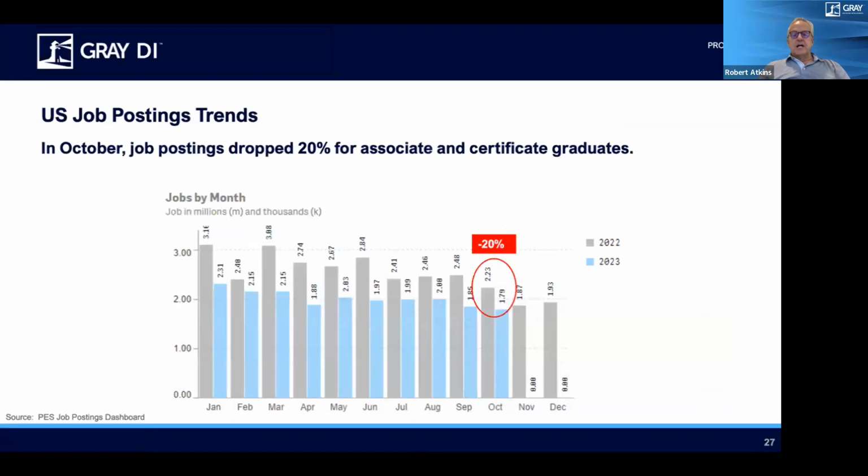Now, what's happening to jobs? I think the job market is tightening up. We can see it, that this year's revenue, the light blue bars, is below last year's revenue every month this year. Some of that is rebound from COVID, where there's a big peak in job postings right after COVID. But I think that's run its course. And still we're seeing a 20% drop year over year in job postings for associate and certificate graduates. So things are tightening up out there.